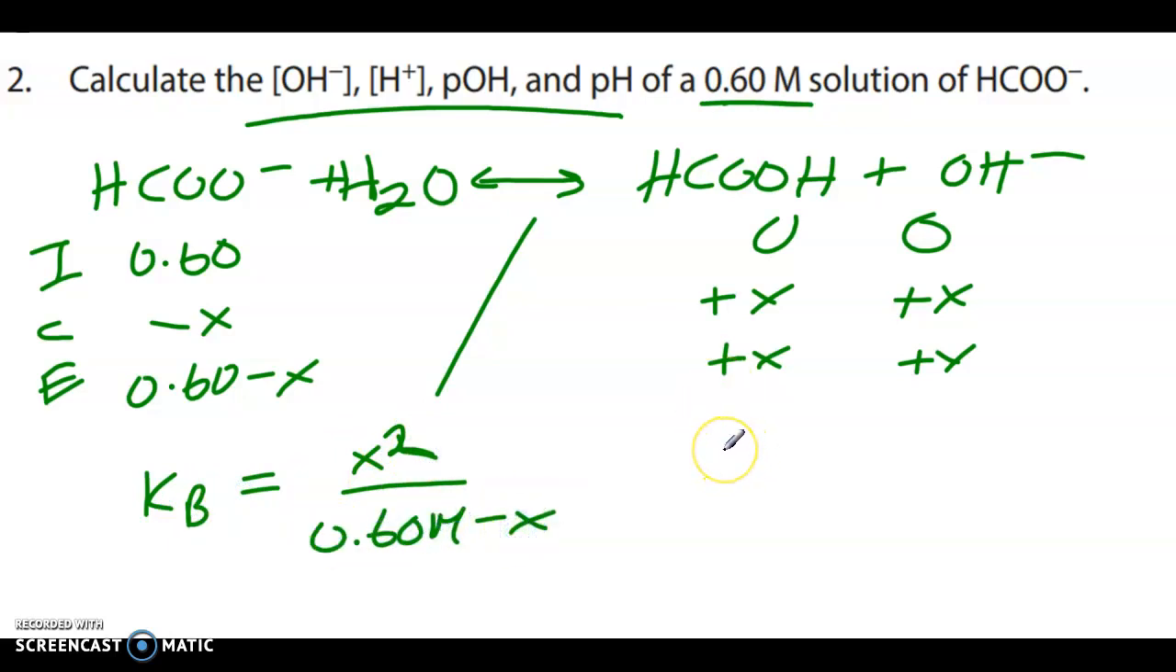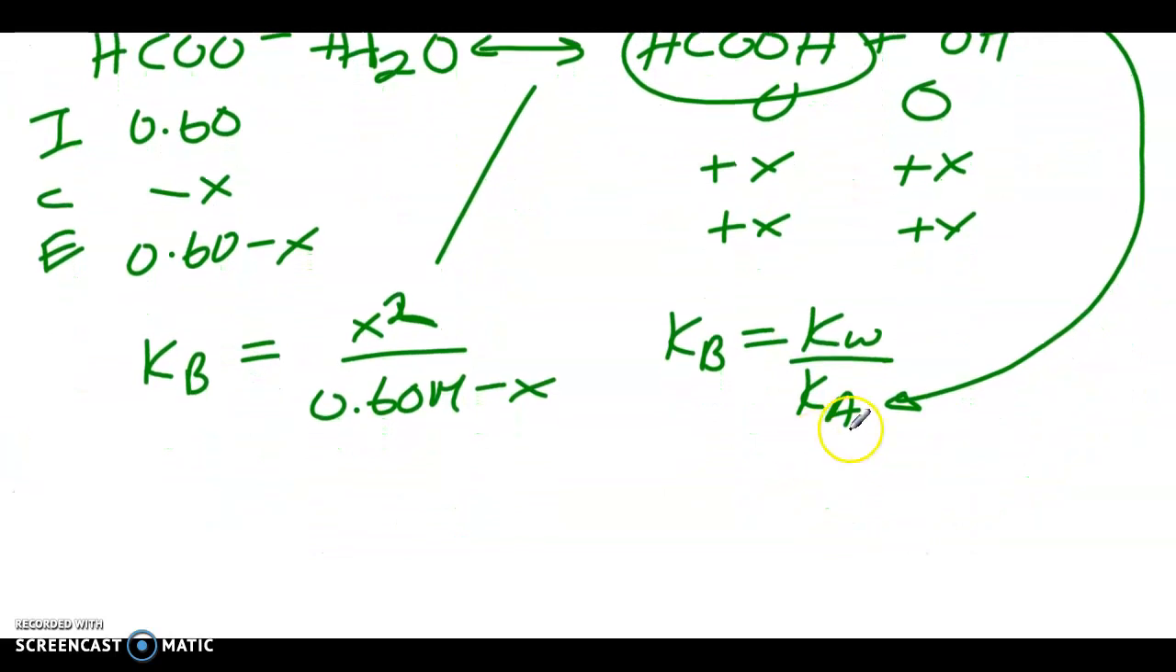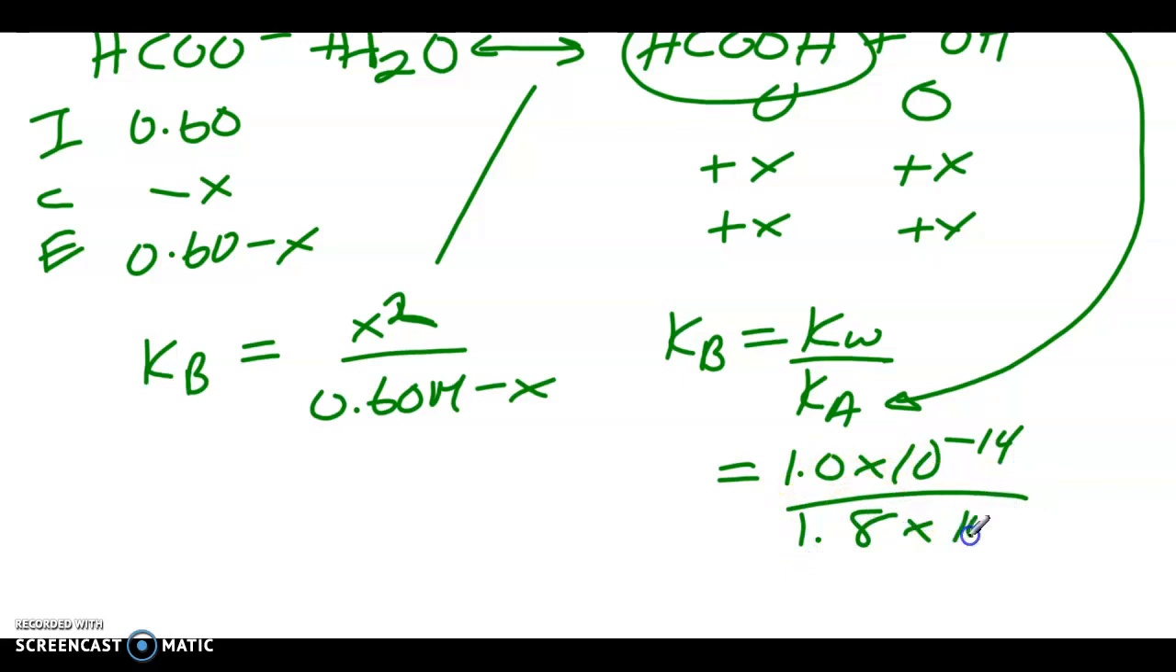So in this case, we do not have our Kb value, so we are going to have to solve for that by doing the Kw over our Ka. Now the Ka is for the conjugate acid, which is going to be formic or methanoic acid. So it's 1.0 times 10 to the negative 14, and the Ka value here is 1.8 times 10 to the negative 4. So this gives us a Kb value of 5.56 times 10 to the negative 11.